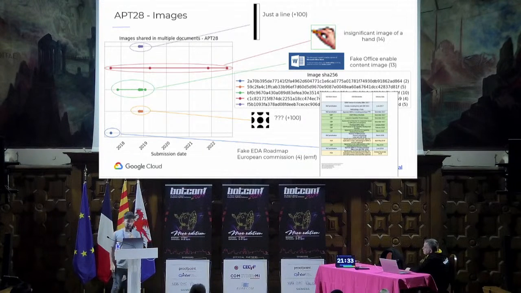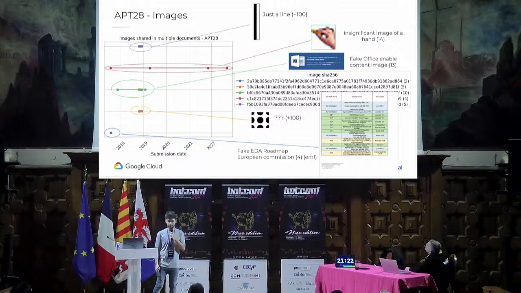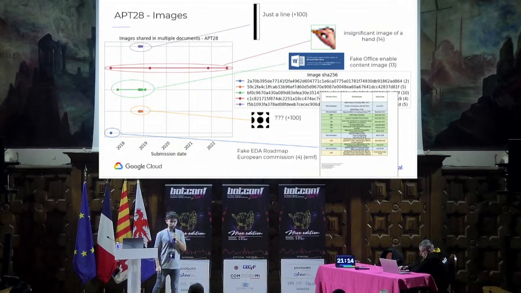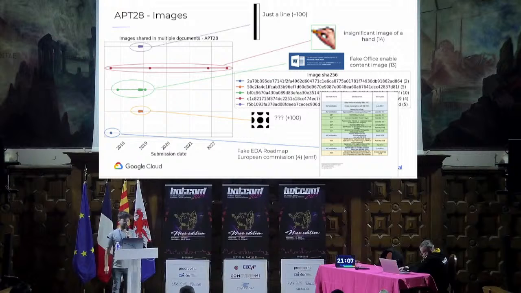And finally, the last one is a fake EDA roadmap of the European Commission, and it was embedded within 4 other documents. And the curious thing here is that the extension of this image was EMF. It wasn't a PNG or JPG or whatever. So it's an old format that was used by Microsoft Office or something like that, as I could understand.